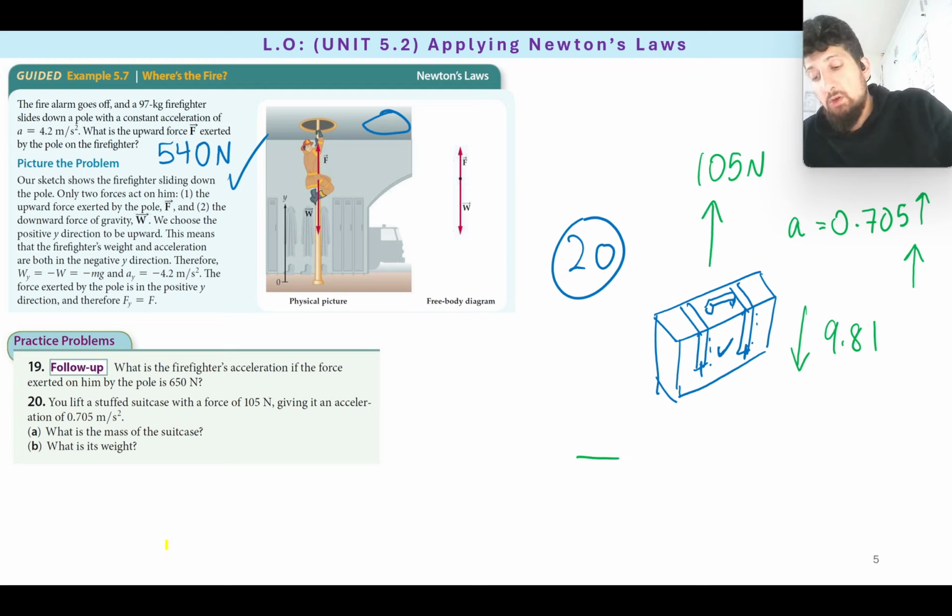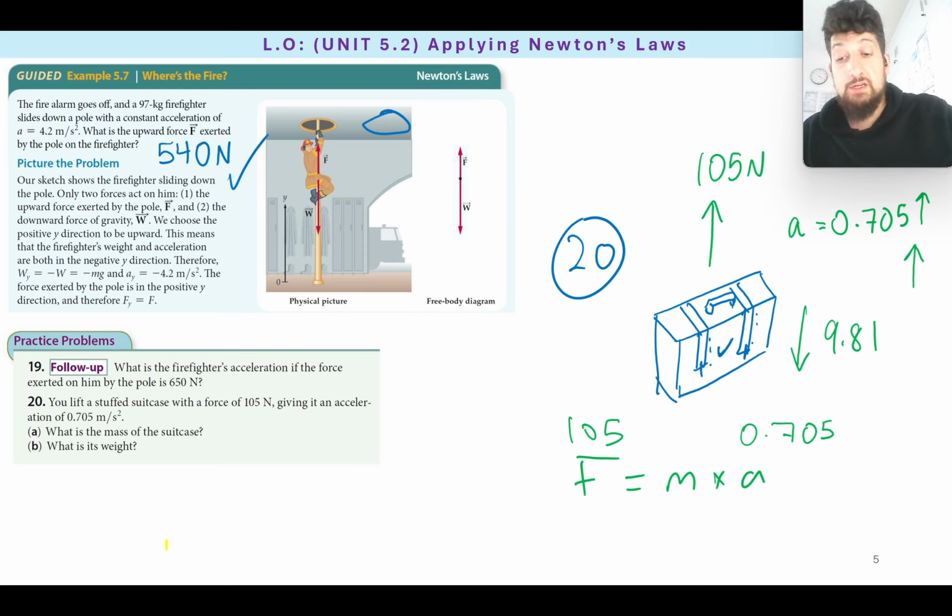We can't simply go force equals mass times acceleration, because a lot of you will fall into that trap and think, well, hang on, we've got the force, 105, and we've got the acceleration. Well, not really. This is not the total acceleration. Otherwise, the bag would weigh something like 130 kilos, 140 kilos. The total acceleration is 9.81 upwards to counter the force downwards, plus 0.705.